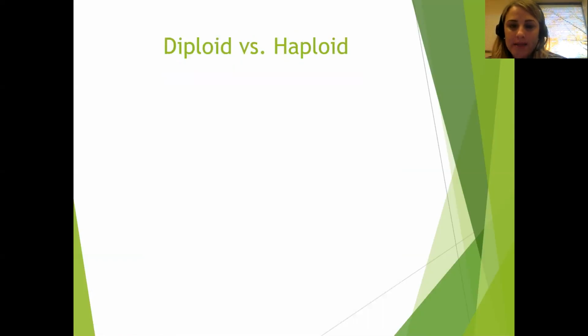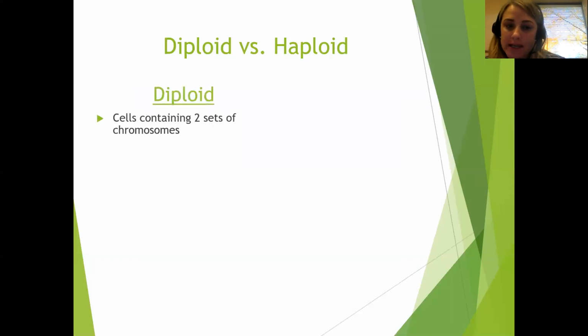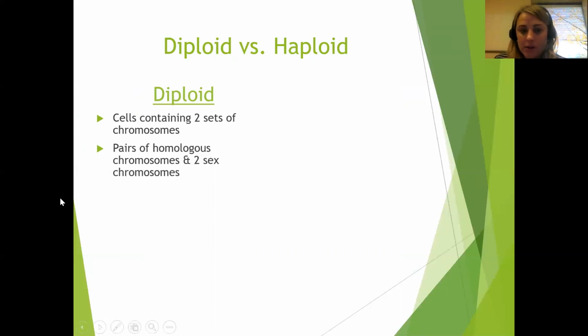Now we're going to head into some important terms. So it's very important you guys understand what diploid versus haploid means. So diploid is a cell containing 2 sets of chromosomes. So that karyotype I showed you in the last slide, that was a diploid set, okay? Meaning it contained 2 sets of chromosomes. So we saw those homologous chromosomes and those 2 sex chromosomes.